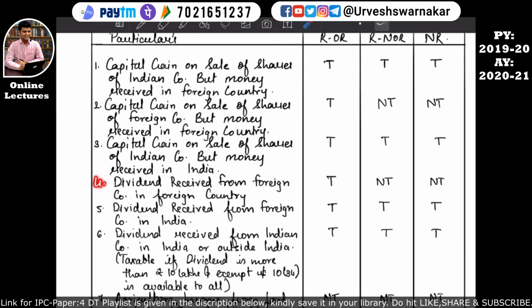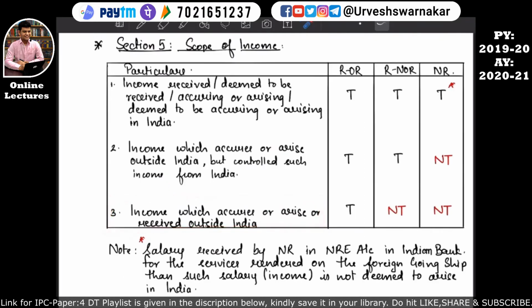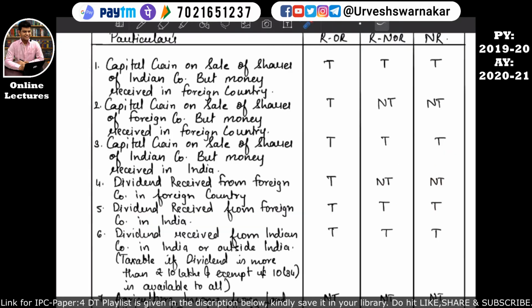So let's move on to the fourth income. Dividend received from a foreign company in a foreign country. Again this falls under income which accrues or arises or is received outside India. I hope this is quite clear to you. So it will be taxable only to the resident ordinary resident and it will be non-taxable to the resident non-ordinary resident as well as to the non-resident. I hope this is quite clear.